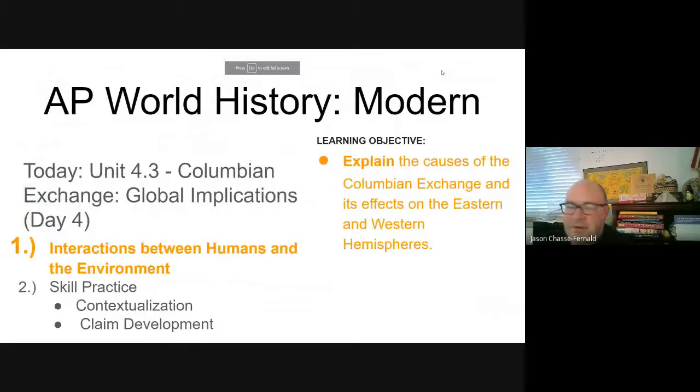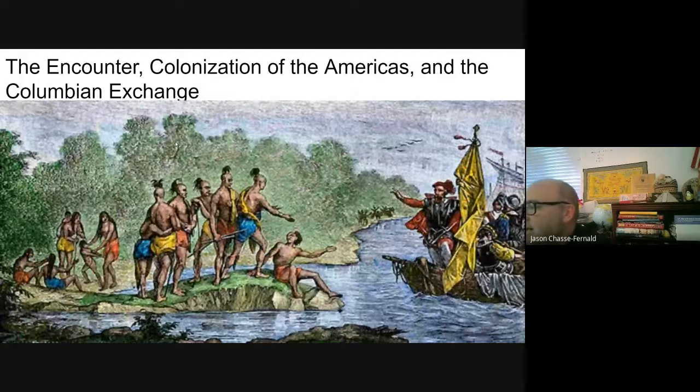Today we're going to be working on a little contextualization and some claim development, and we're looking at being able to explain, I guess today we're focusing primarily on the effects of the Columbian Exchange on the Eastern and Western hemispheres. All right, so once again, it's our last day. We're going to be looking at the encounter or the colonization or the origins of the colonization of the Americas, or the Columbian Exchange, as it is often referred.